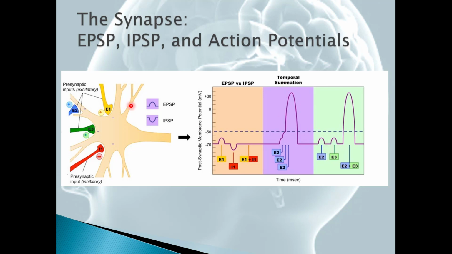Now we have E2 stimulates, depolarizes cell. It doesn't reach threshold. E3 stimulates the cell. It doesn't reach threshold. But E2 and E3 together at the same time in different locations in space stimulate the cell, gets to threshold, and we have an action potential. Now here, simultaneous stimulation in different places in space is spatial summation.